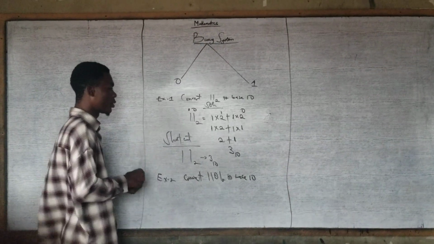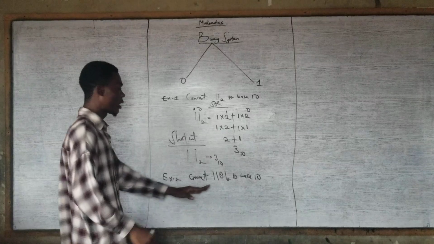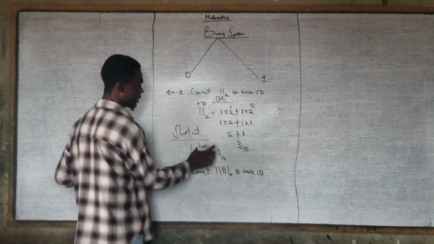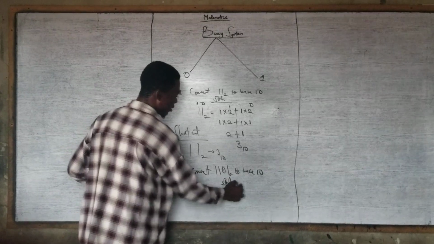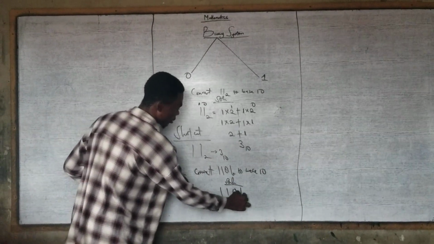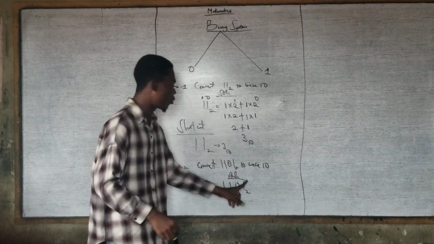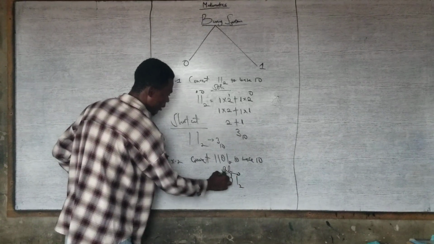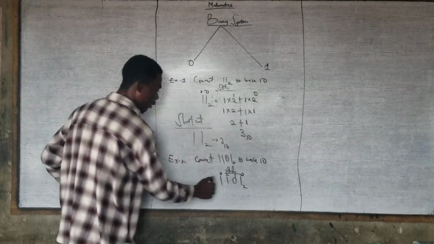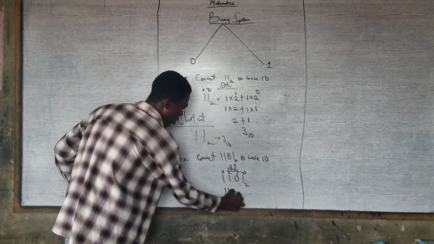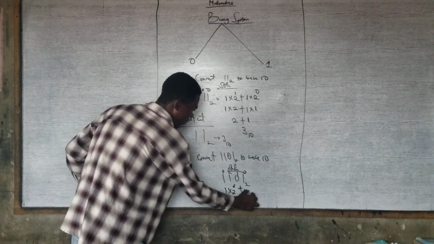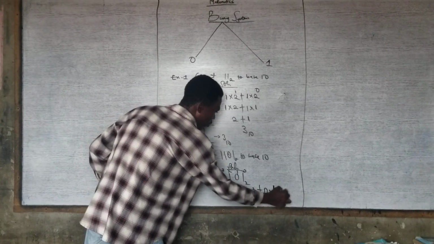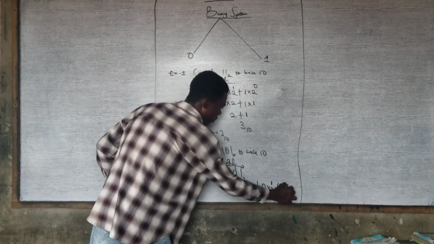What do you think we are going to do concerning this? The first thing is to write out 1101 base 2, then write an increasing value on the power of each digit present here of the decimal system: 0, 1, 2, 3. So we have 1 times 2 all raised to the power of 3, plus 1 times 2 all raised to the power of 2, plus 0 times 2 all raised to the power of 1, plus 1 times 2 all raised to the power of 0.